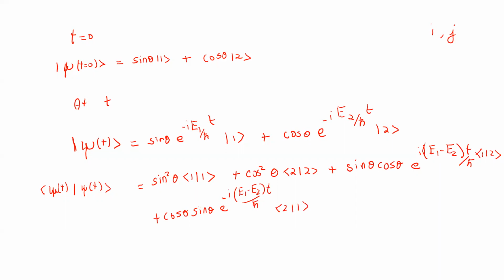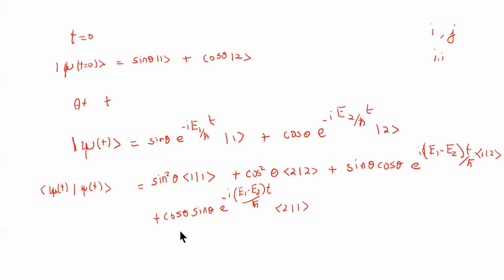Notice what I said, just like I had drawn a comparison between i and j. This bracket is like your dot product. So i dot i is nothing but 1, however i dot j is nothing but 0. Similarly, <2|1> will become 0, <1|2> will also become 0. This will become 1, and this will also become 1.